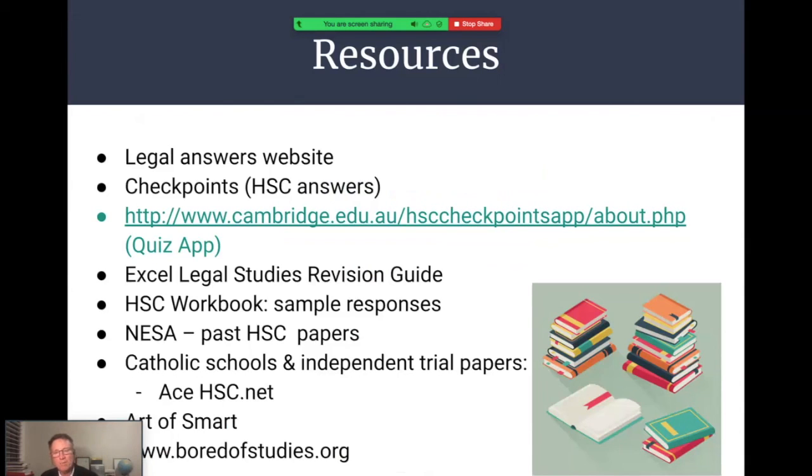I'm hoping I've given you an idea of how the syllabuses operate, how the HSC exam papers are formulated, and a successful method of revision and a way of answering, especially using the verbs evaluate, assess, etc.